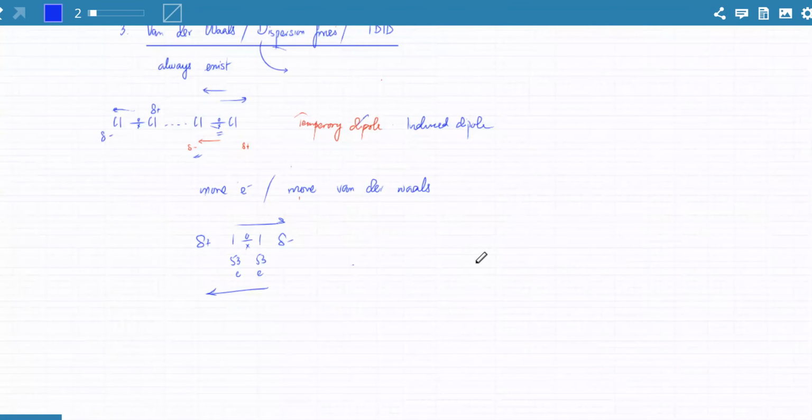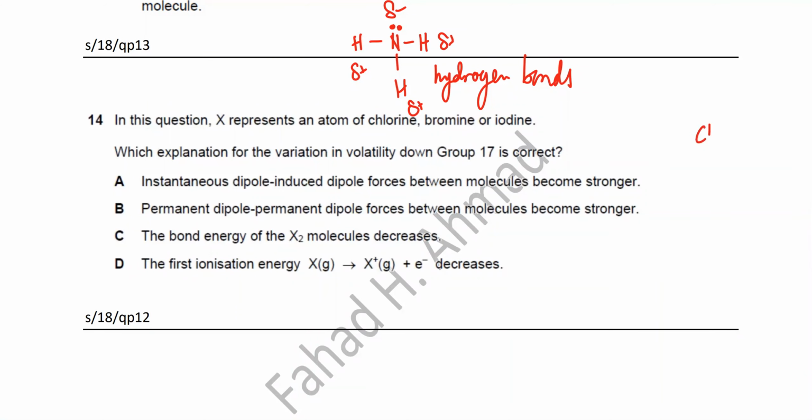So over here, he's saying that the molecules chlorine and there's bromine and you've got iodine, right? So they're all non-polar, so it's all fluctuating dipoles, temporary dipole, induced dipoles, electrons getting knocked. So down the group, you've got bigger molecules, so there's going to be more van der Waals forces. So it's going to be A, that the temporary dipole induced dipole forces between molecules become stronger. Is this clear? Yes, sir.